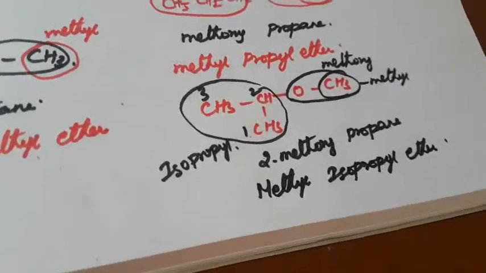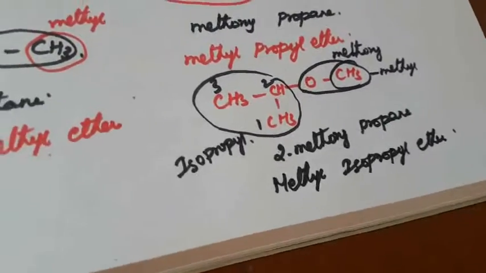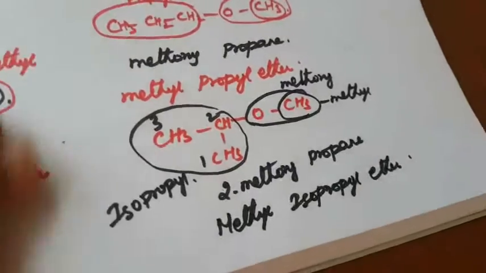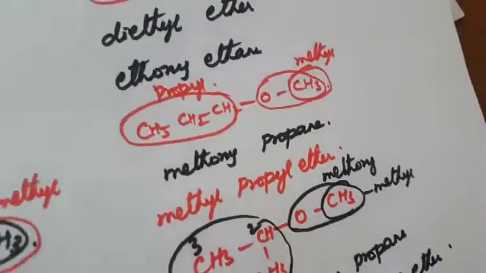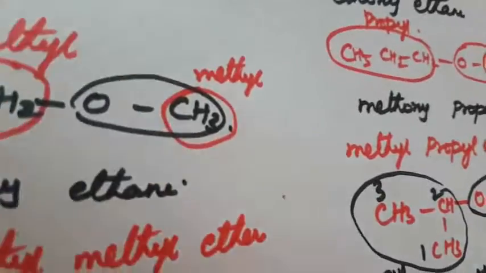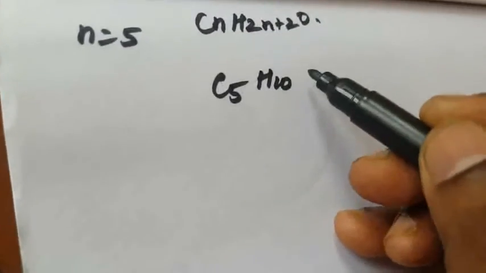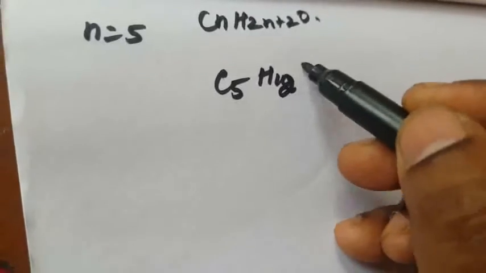Okay, so this is another one. Another one is 5. So this is the 4 carbon. N is equal to 5. So general formula CnH2n+2O. So 5 means C5H12O. Okay, C5H12O. How to write?